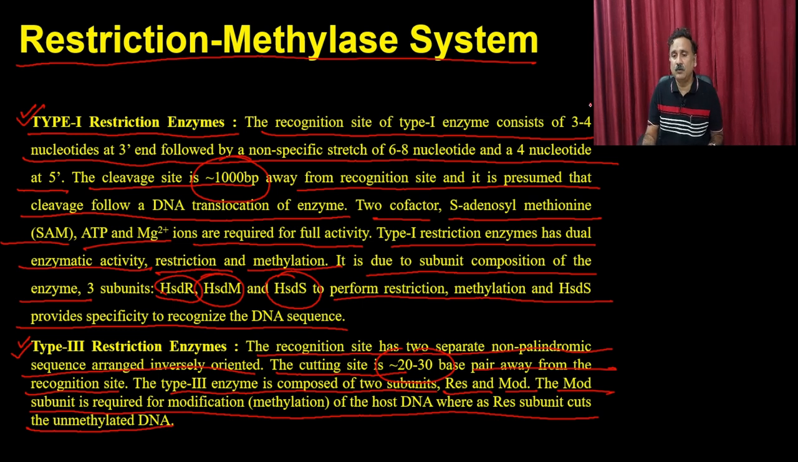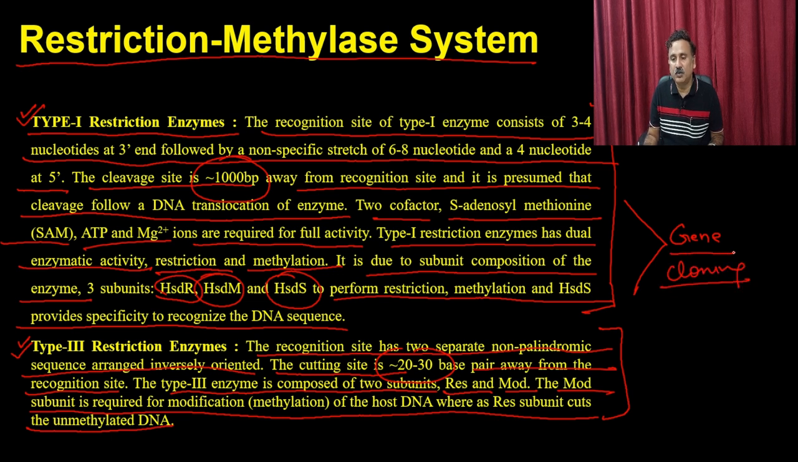So, type 1 and type 3 are both useless as far as gene cloning is concerned, because they will recognize a particular sequence and cut at a distant site. They are not going to cut within the recognition site.